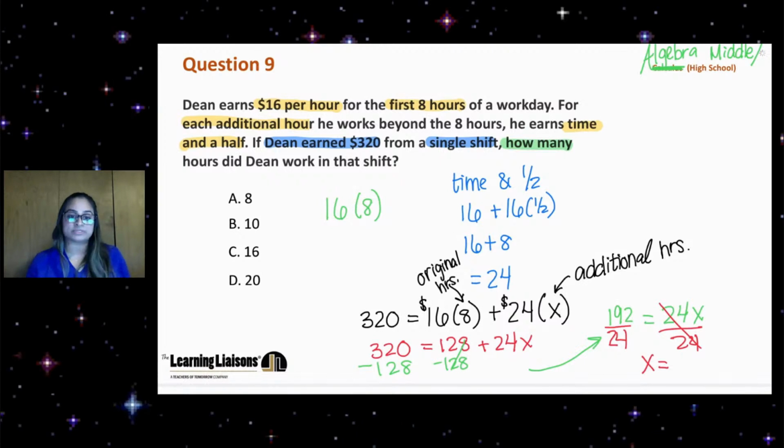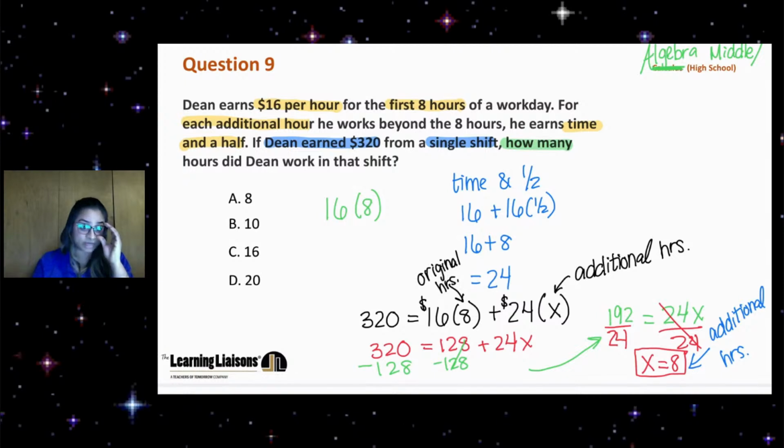Well, what does 8 represent? Is that my answer? Are we winner, winner, chicken dinner right now? No, we are not. We are at the additional hours that were worked. So what do we now need to do? We need to take the additional hours, add it to the original hours, and we will have the total amount of hours that he did in his workday.